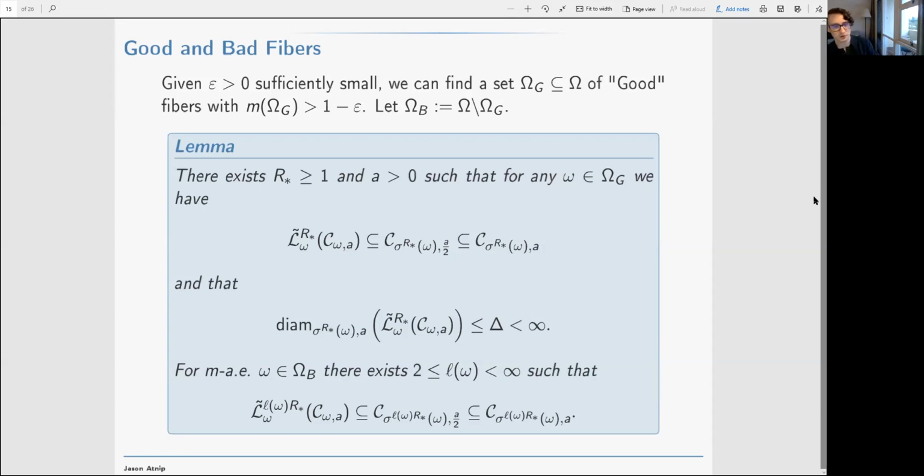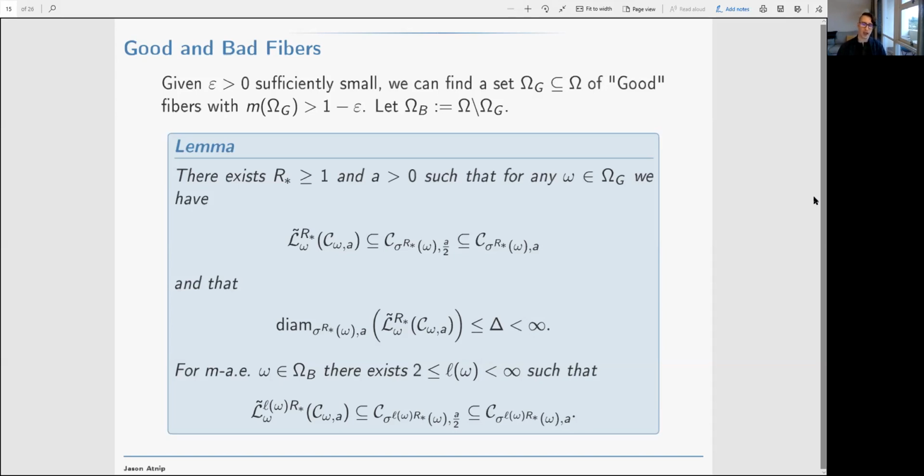But the important detail about these good fibers is that we can find some positive integer R star, and some specific cone parameter A, such that for any good fiber, if we push the A cone forward by R star steps using our normalized operator, we'll contract by a factor of 1/2. So we'll land in the A over 2 cone. And even more importantly, the diameter of the image of our push forward is going to be less than some finite fixed number delta.